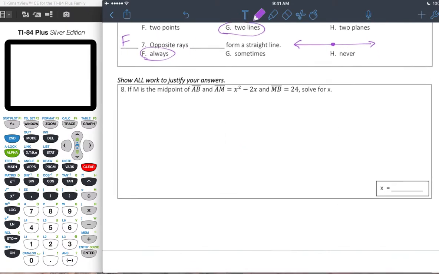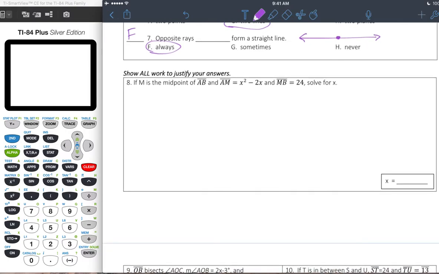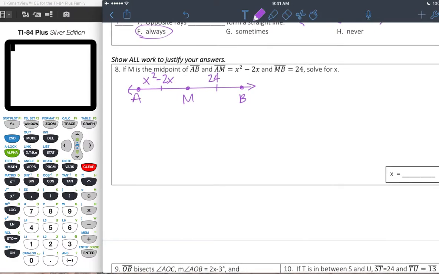All right, number 8. So number 8 tells you that M is the midpoint of AB. So we're going to have a line. M is your midpoint of A and B. If M is our midpoint, that means that AM is congruent to MB. So AM is x squared minus 2x, and MB is 24. Since M is the midpoint, and we know that those are congruent, we're going to set those two parts equal to each other.